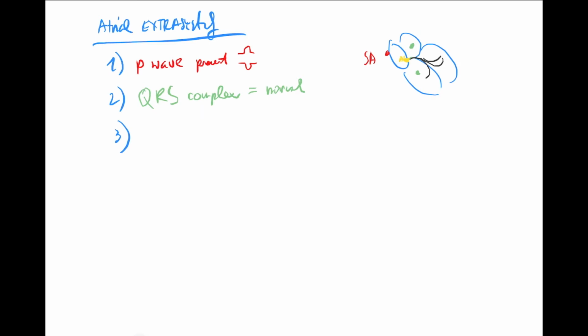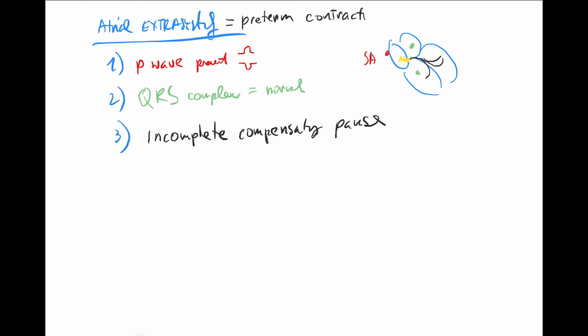And the last thing, which is most complicated for you, is that there is an incomplete compensatory pause. And what is that? Well, I will show you. So atrial extrasystole means preterm contraction. That's the same thing, contraction. So something triggered from the atria so that the heart contracted earlier than it should.